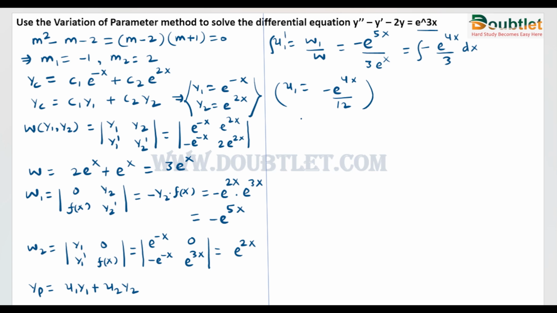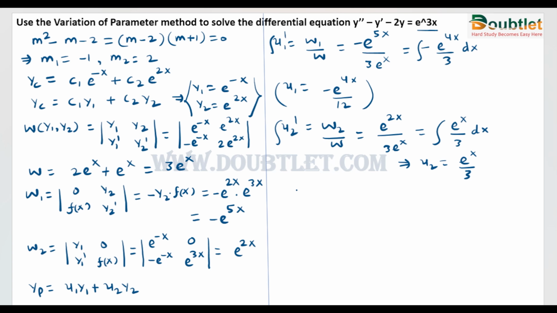So this is u1. Now to find u2, we will write u2 dash is equal to w2 divided by w. So w2 is e to the power 2x and w is 3 e to the power x. If we integrate both sides, it will become e to the power x divided by 3 dx. So basically from here we can write u2 as e to the power x divided by 3.